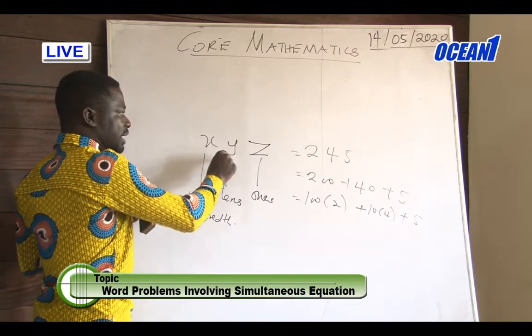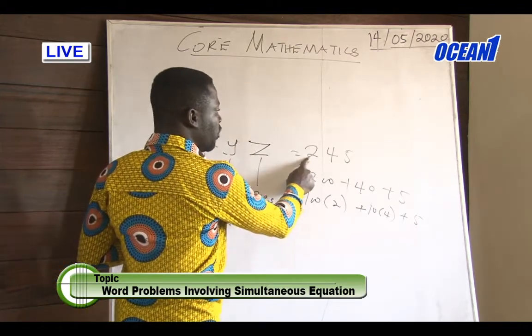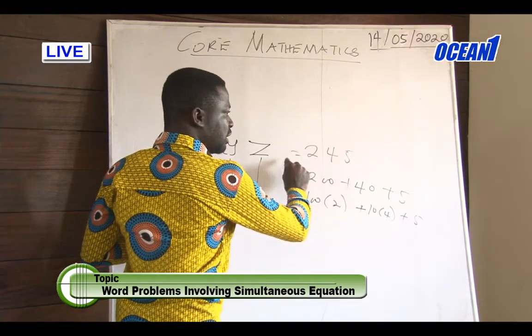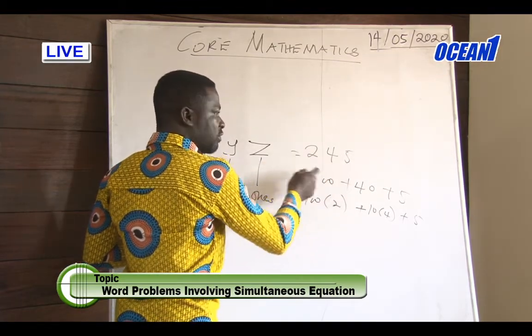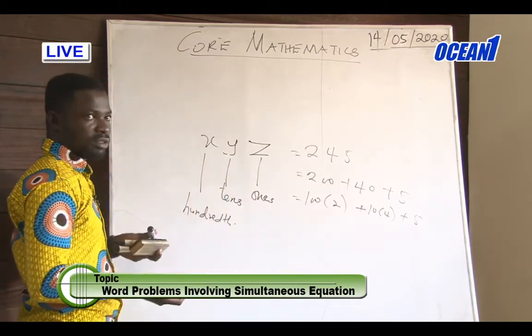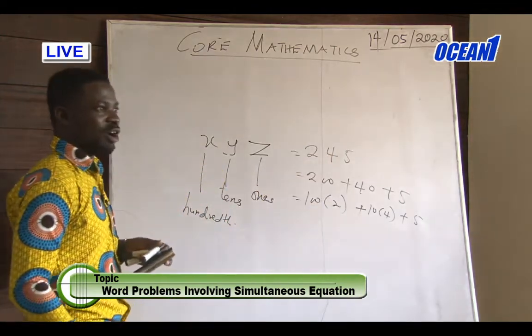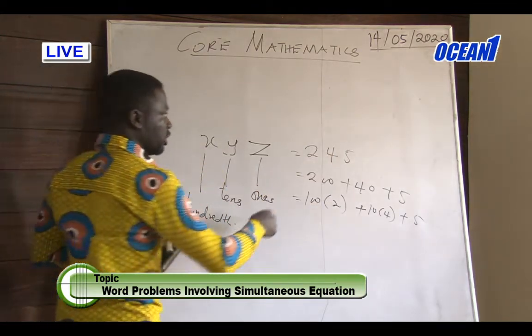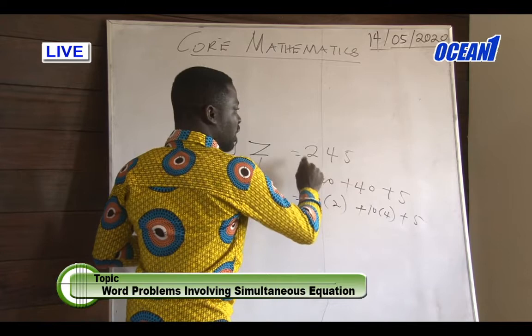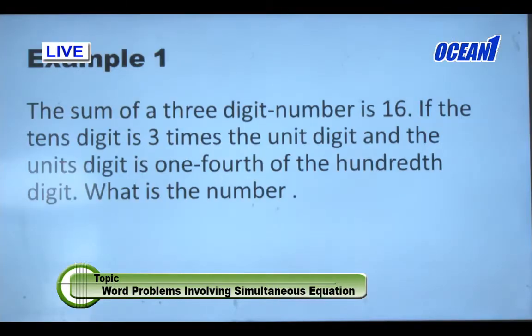Now these are the digits x, y, and z. So if I sum 2, 4, 5, that means I'm summing the digits in 245. That's 2 plus 4 plus 5, and that will give me 11. 2 plus 4 is 6, plus 5 is 11. So the sum of the digits in 245 is 11. That's not what the question is saying, but this is the nature of 3-digit numbers. So let's solve the problem.